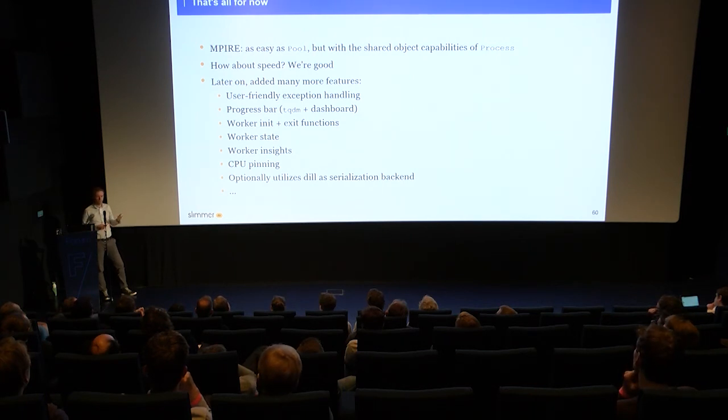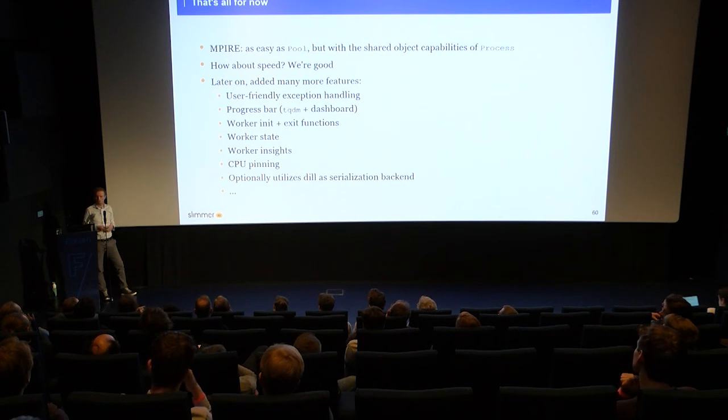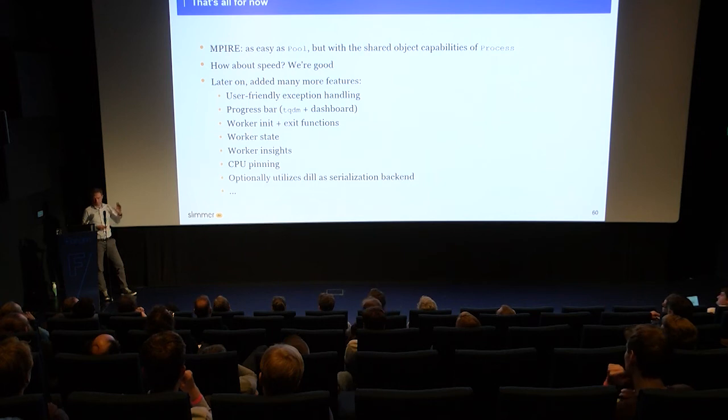Then there's CPU pinning. You can pin your processes to specific CPUs or a range of CPUs if you so desire. And the last one that I wanted to mention is that by default, multiprocessing uses Pickle as a serialization backend as a way to send over data. But Pickle has its downsides. For example, it's unable to pickle Lambda functions, and maybe some objects are not pickleable. And in those cases, you can utilize Dill as a serialization backend. So this is optional. And this is also, for example, useful in Jupyter notebooks and so on.